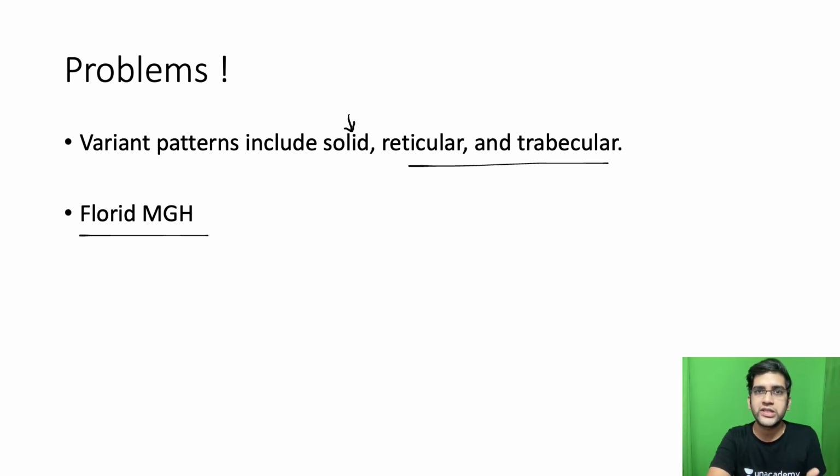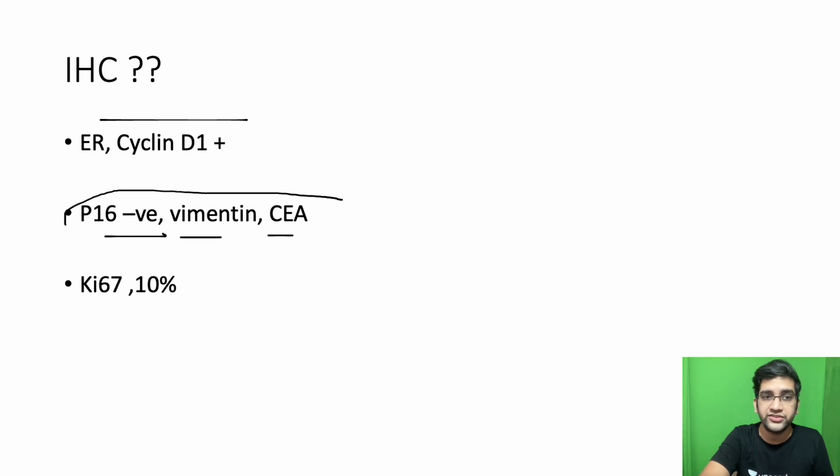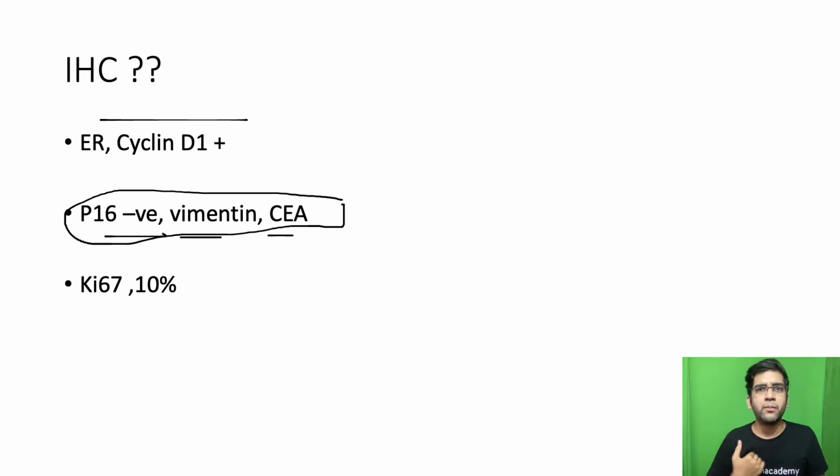Two differential diagnoses: one is endocervical adenocarcinoma and the other is endometrial adenocarcinoma, right? The IHCs for the glands here will be positive for ER and cyclin D1. It will be negative for P16, vimentin and CEA. Right? It will be negative for all these three. That helps me to rule out both my close mimickers, endometrial as well as endocervical adenocarcinoma, right?